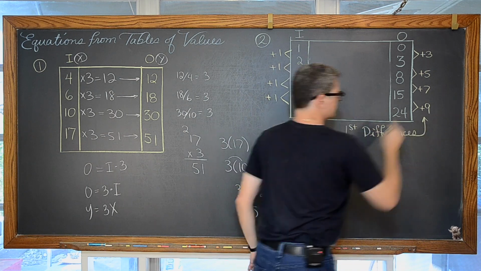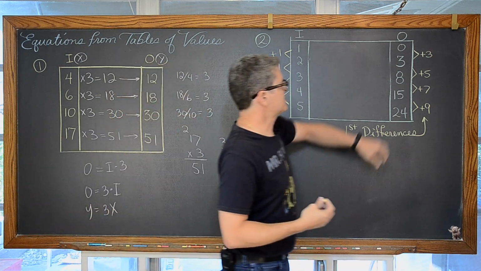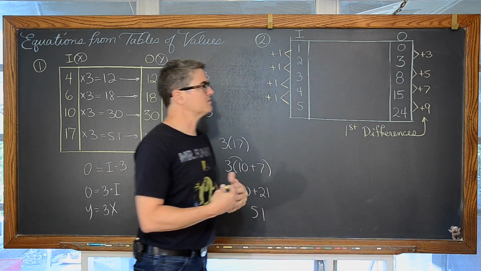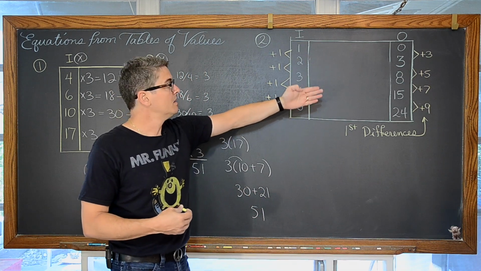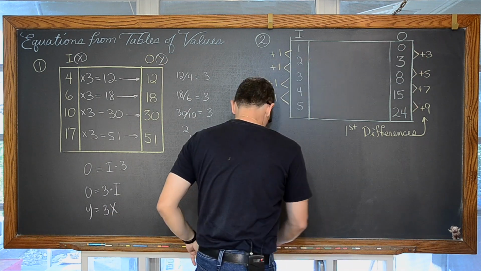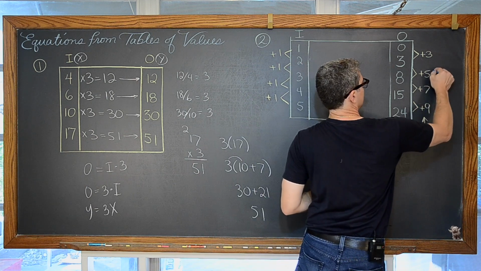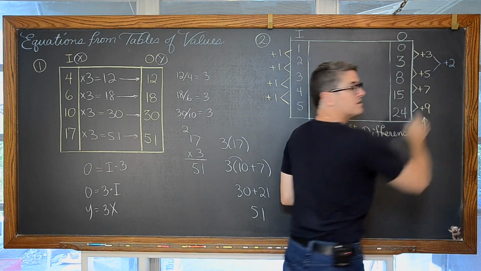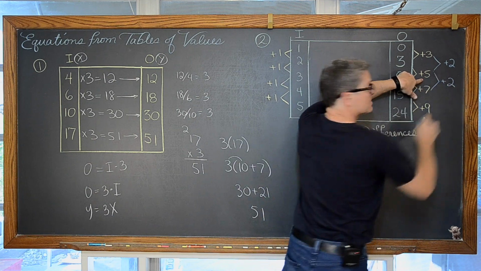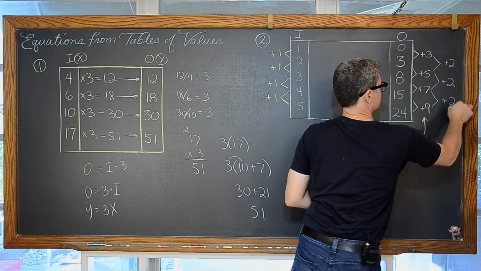Okay, and my first differences are not the same. But if I look at my first differences here, 3, 5, 7, and 9, while they're not the same values, I'm starting to notice a pattern. If I look at those differences again, 5 minus 3 is an addition of 2, and 7 minus 5 is an addition of 2, and 9 minus 7 is an addition of 2.